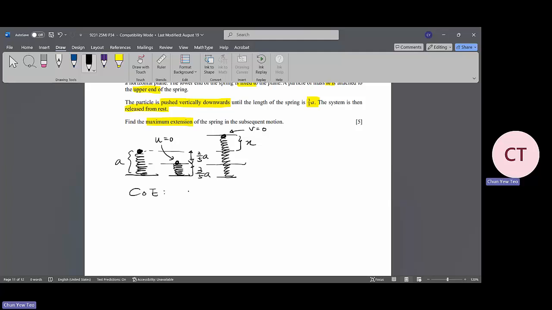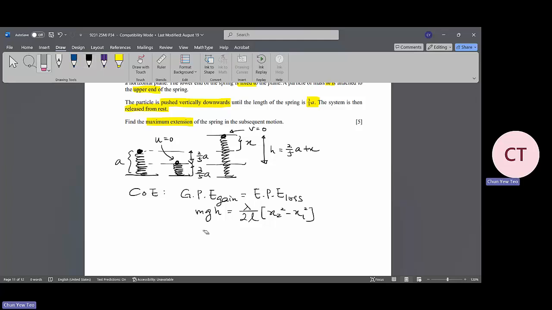You can see from the diagram that the GPE is gained. The KE is zero, no KE. Only EBE is lost. We have the formula for the GPE, which is mgh, and the EBE is lambda over 2L times x2 squared minus x1 squared. So this is the h. The h is actually 2/5a plus x.